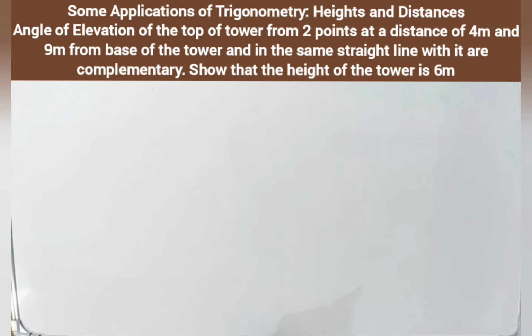So here is an exercise problem: the angles of elevation of the top of a tower from two points at distances of 4 meters and 9 meters from the base of the tower, and in the same straight line with it, are complementary. Show that the height of the tower is 6 meters. So basically, there is a tower, and there are two points at distances of 4 meters and 9 meters from the base, both in the same straight line. The angles of elevation are complementary, and we don't know the angles. The height of the tower is given as 6 meters.